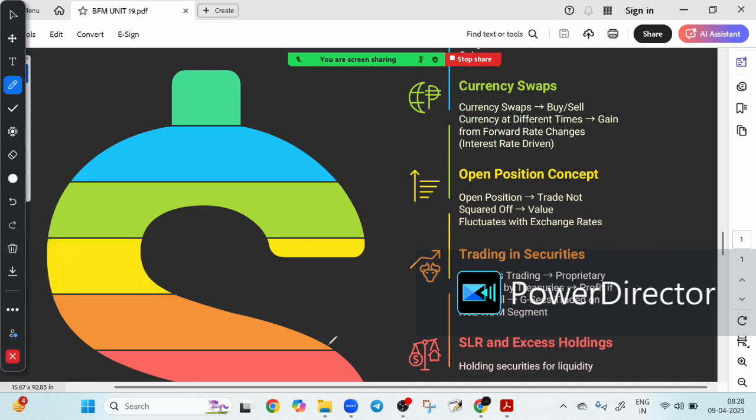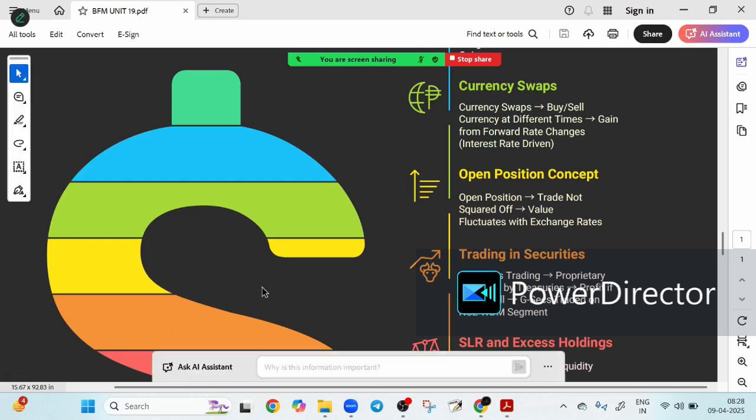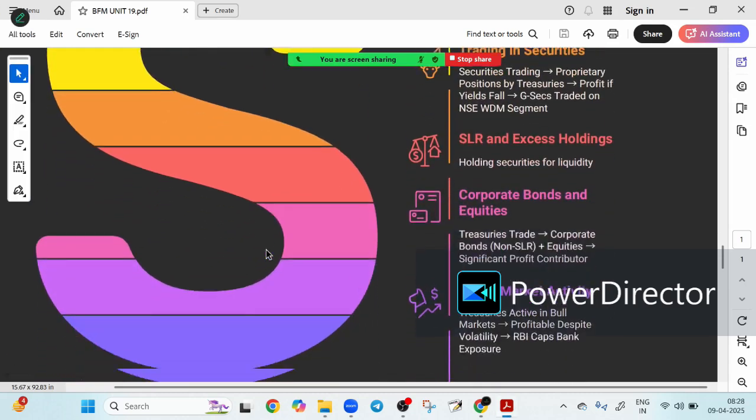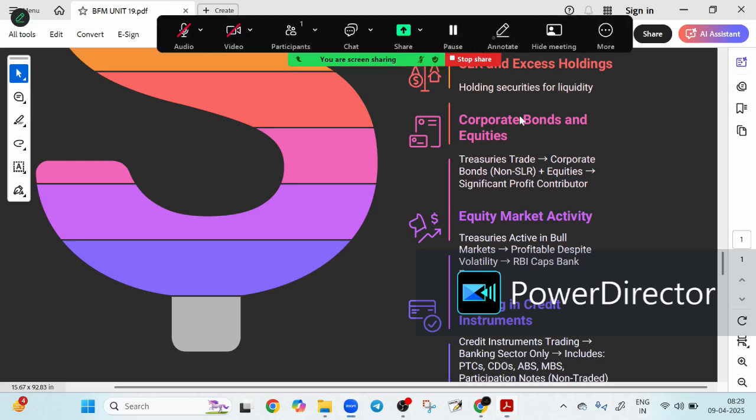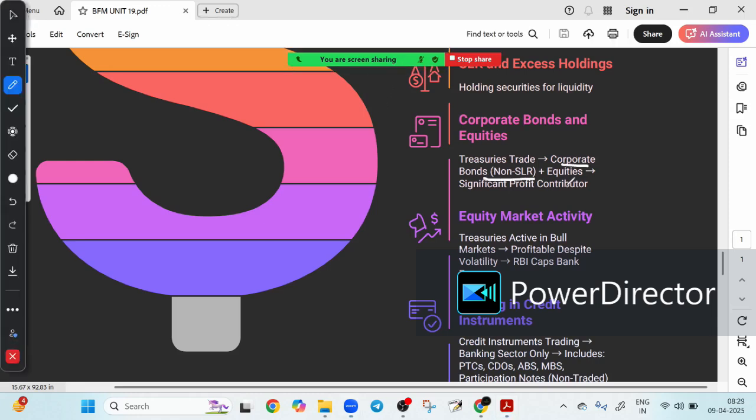Now we have SLR and excess holding. Banks maintain SLR, that is the statutory liquidity ratio, right, and hold excess government securities. Both have regulatory requirements as well as serve as liquidity management tools. If we talk about corporate bonds and equity, treasury also invests in corporate bonds and non-SLR equity, as you can see here. Corporate bonds plus non-SLR equity, right? So these are just diversification. They are often significant profit contributors.